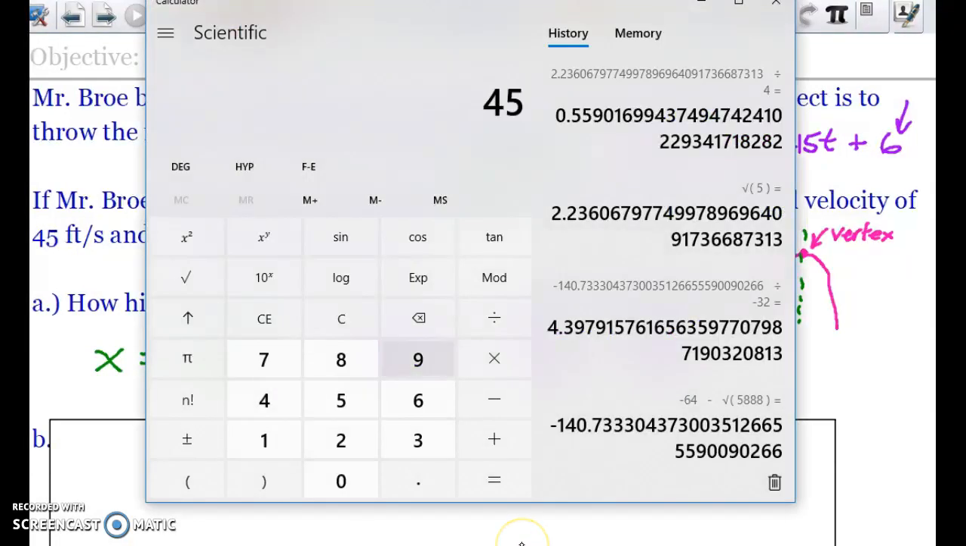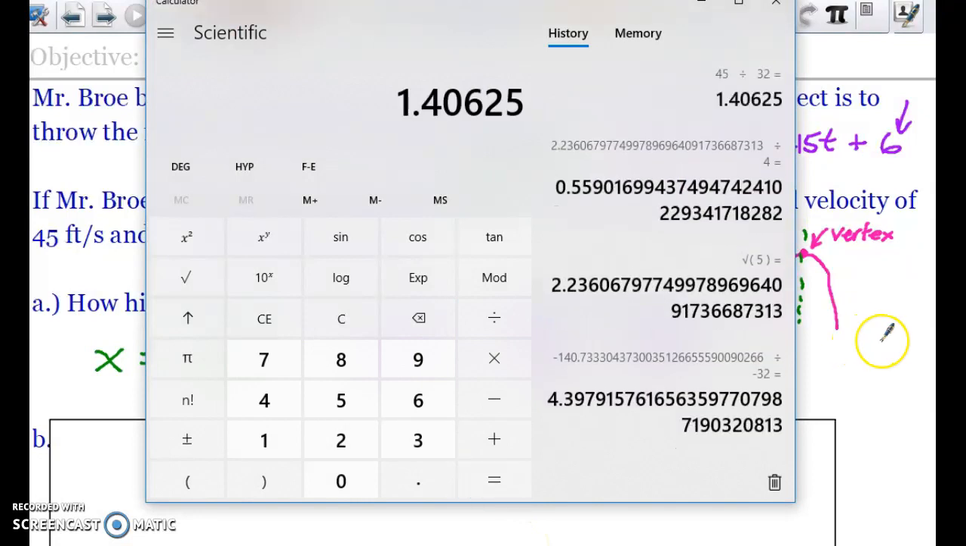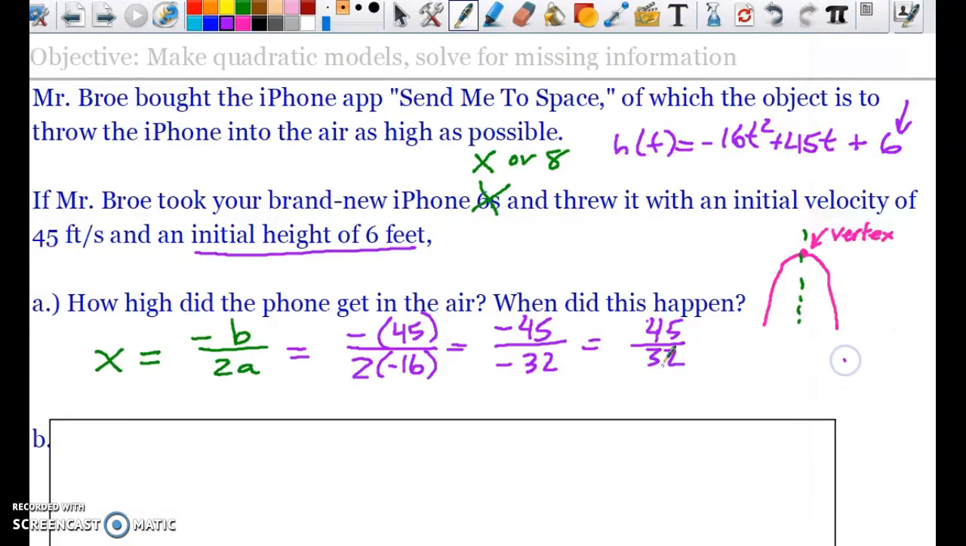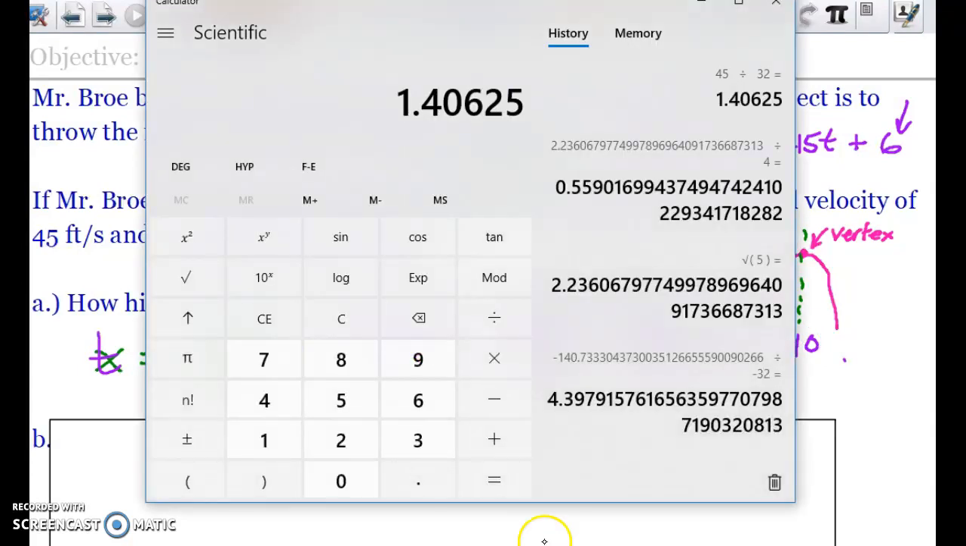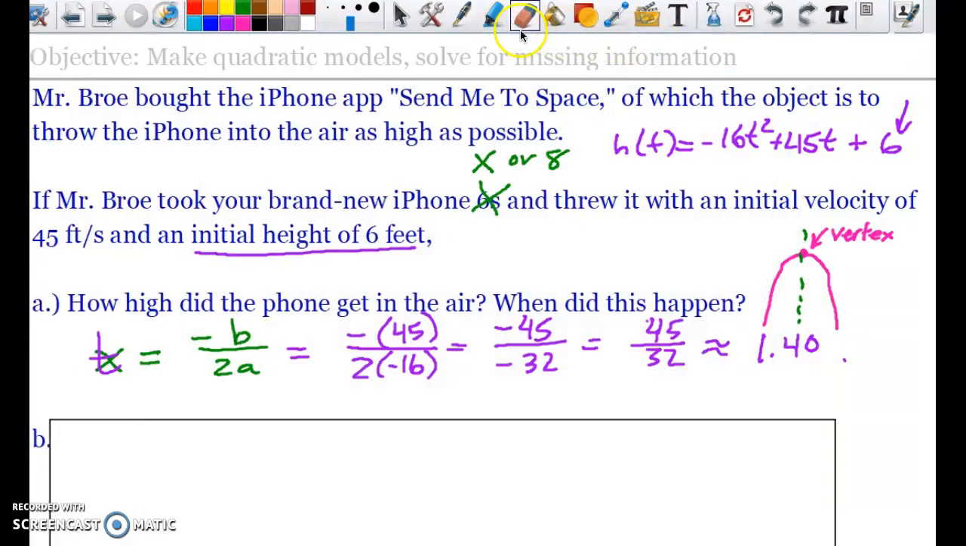So let's find out what that is in our calculator. 45 over 32 looks about 1.40625. So that's when it happens, and I should make this a t for time. It happens about 1.40 seconds, actually 1.41 if I round. So 1.41 seconds is when that iPhone is going to reach the top of the parabola.